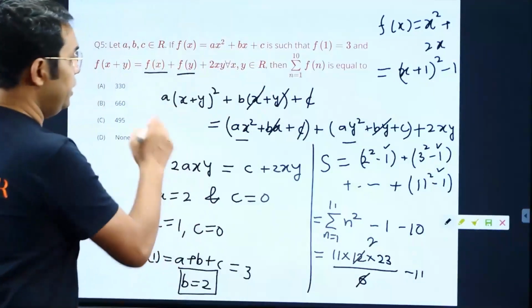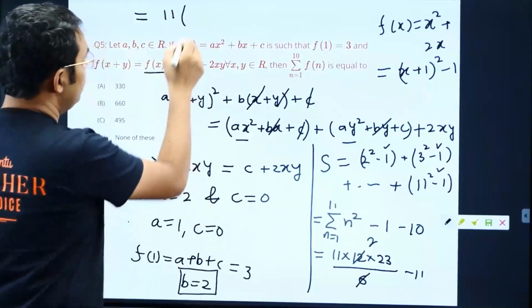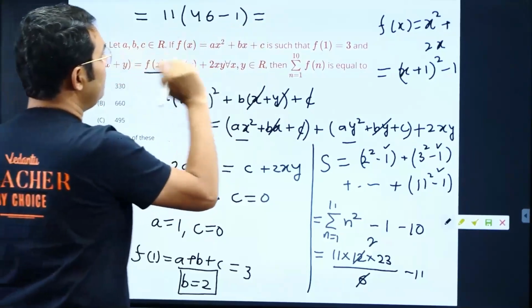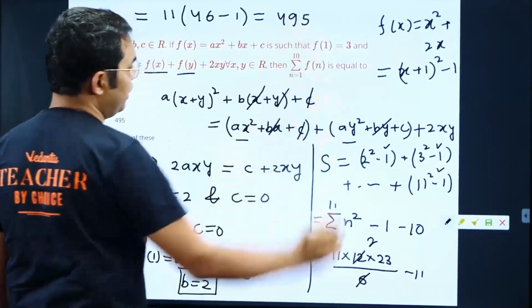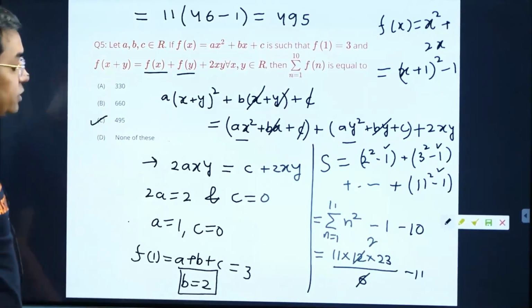Let me do this calculation here. You take 11 common, and then it will be 46 minus 1, that is 45. 45 into 11, I think it will be 495. 11 into 45 is 495. So the answer for this question should be C.